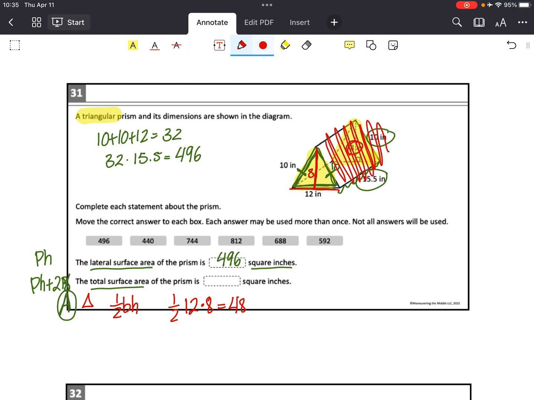And now we're just going to put everything together back in the formula. So the perimeter was 32. The height of the prism was 15.5. It says plus 2, so I need plus 2, times the area, which was 48. When you plug all of that into your calculator, it'll give you an answer of 592. And that's how many square inches the total surface area of this triangular prism is.